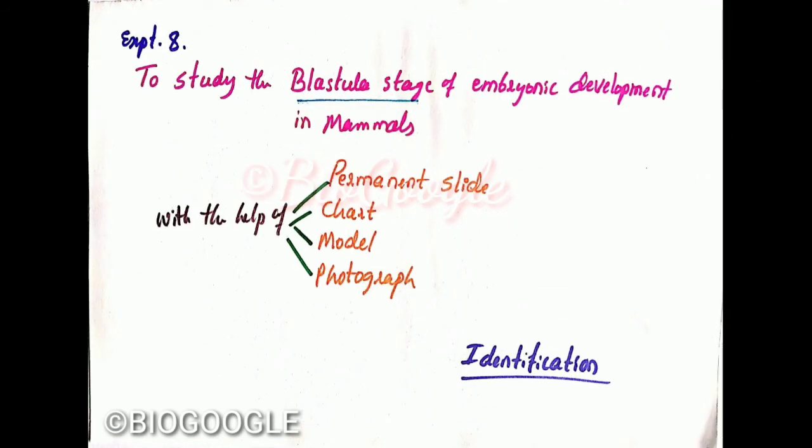Experiment number 8: to study the blastula stage of embryonic development in mammals. We may study the blastula with the help of permanent slides, charts, models, photographs, etc. And this will come in identification for 2 marks definitely.